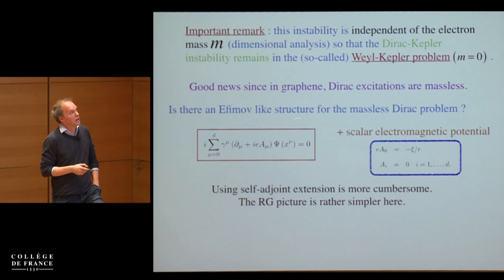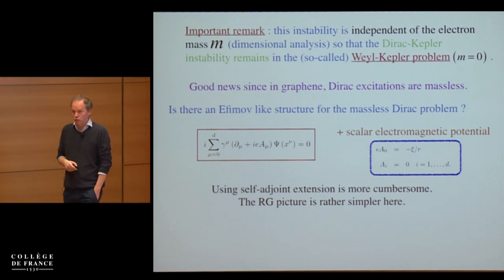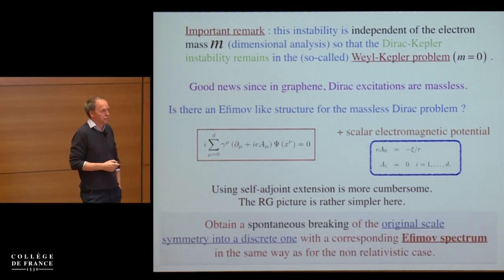The question is: is there an Efimov-like structure for the massless Dirac problem? So we solved the Dirac equation in a scalar electromagnetic potential, which is just given by this Coulomb potential. And in fact, instead of using self-adjoint extension, which is a kind of cumbersome description here, the renormalization group picture is very simple to implement here. This is what we did.